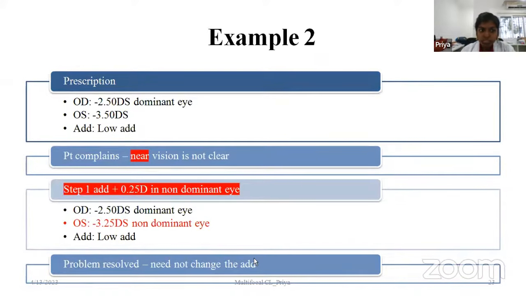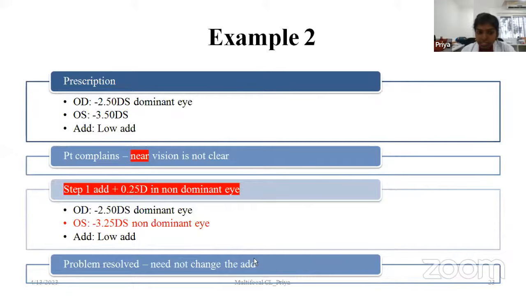Example 2. If the patient has plano 0.25 diopters in the right eye, the right eye is dominant, and minus 3.50 in the left eye with low add, and the patient complains near vision is not clear, add plus 0.25 in the dominant eye.